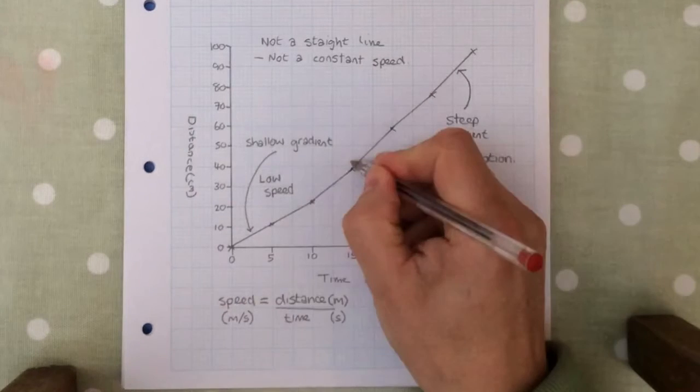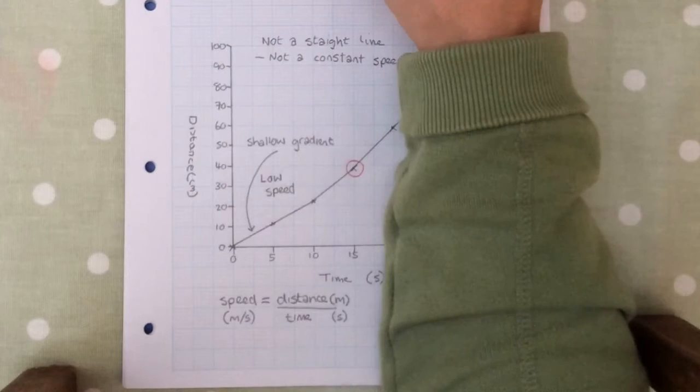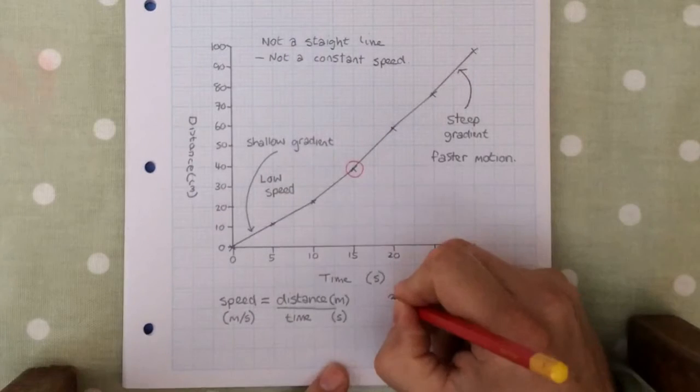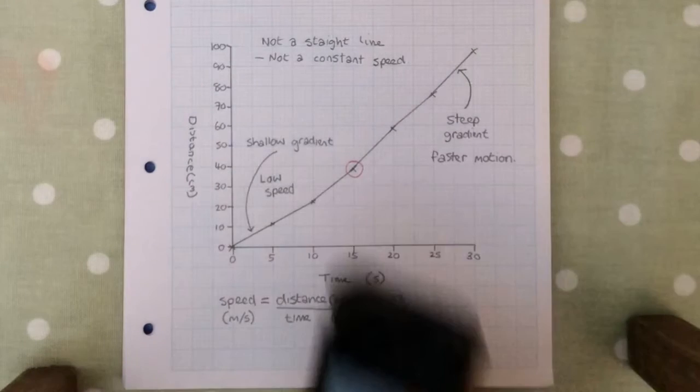If I wanted to work out the average speed my car had travelled by this point here, I need to firstly look at the distance it had travelled, which was 38 centimetres in our point, divide that by the time it took to travel that far, which was 15 centimetres.